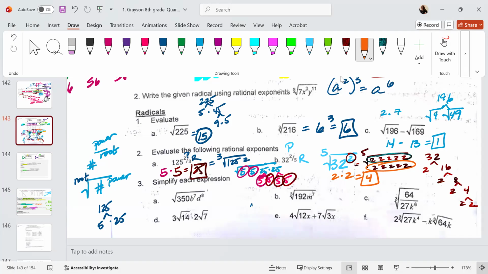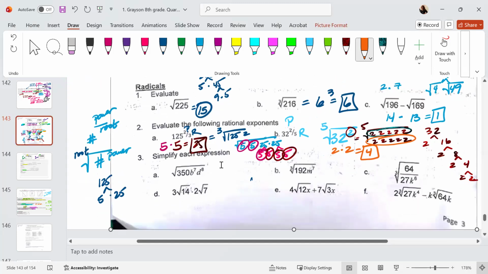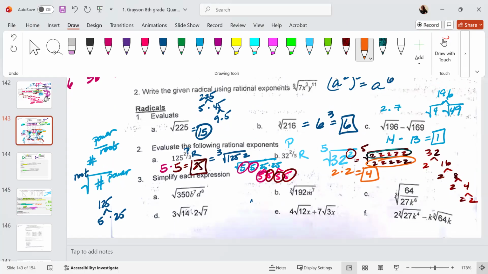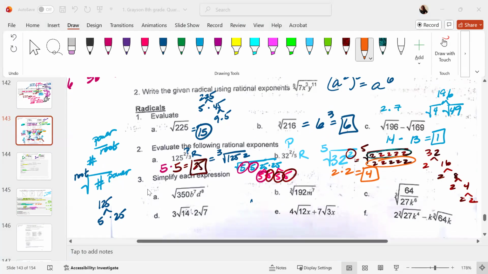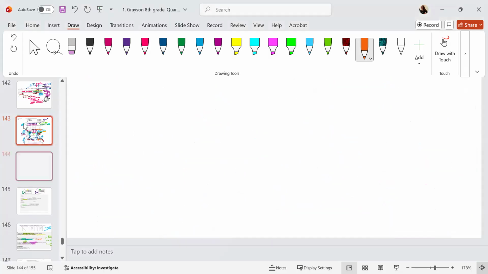All right, next one. And simplify each expression. Yeah, this one is going to take a little bit of time, so I'm actually going to move this to another section. I'm going to move it down, which is fine.